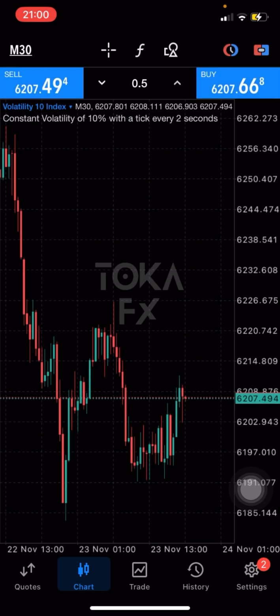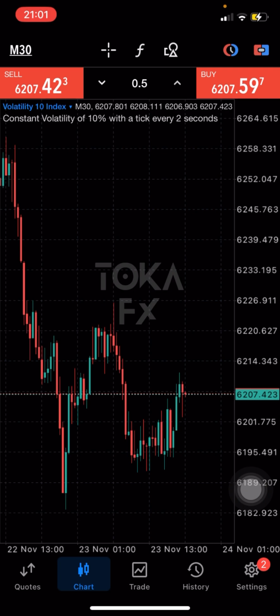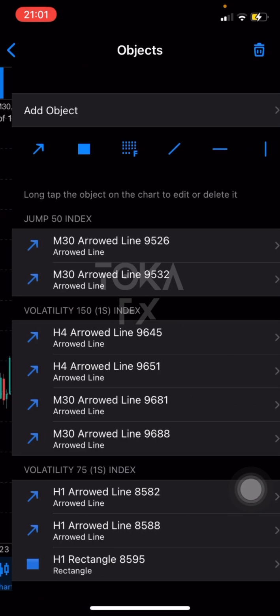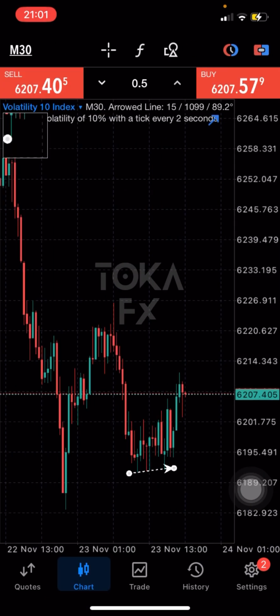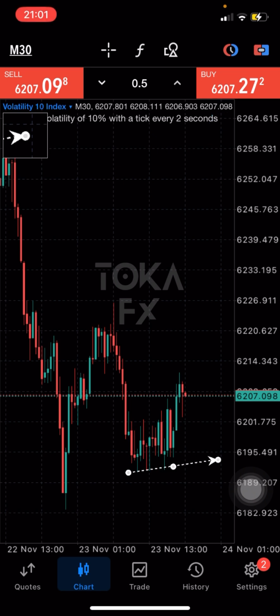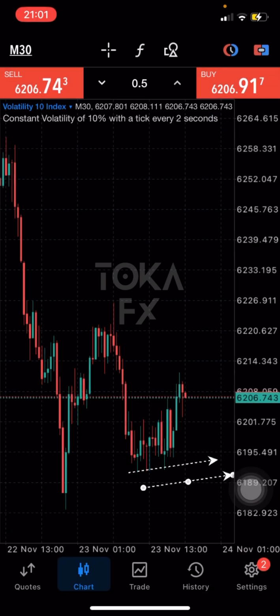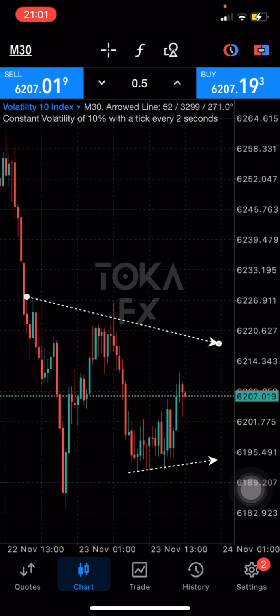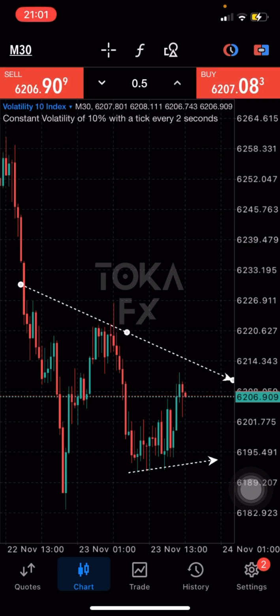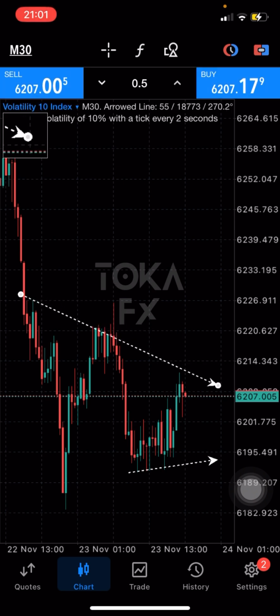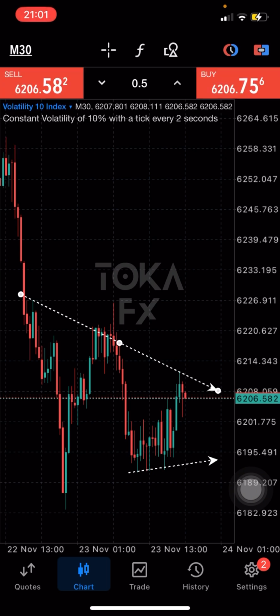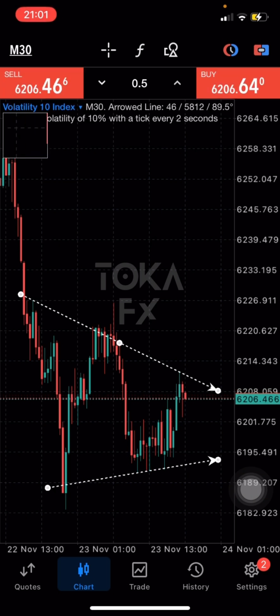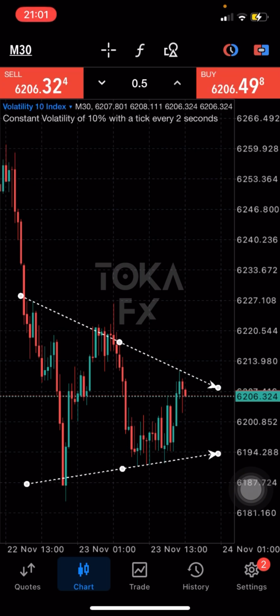So right here we are on volatility 10 index. So this is one of my favorite things to trade. So we're just going to again draw our trend lines. Let's just extend it to the top and then making sure that it touches the wicks of the candlesticks so that they can be a little bit accurate. So let's extend this one.